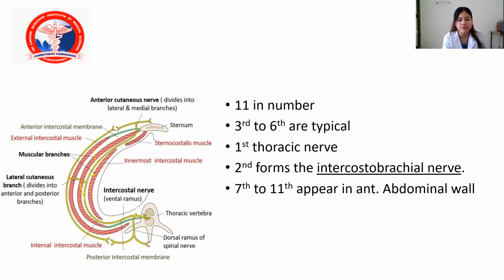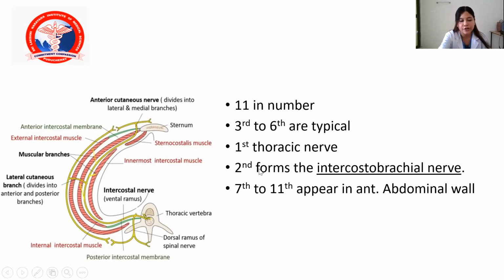Because of that, the 3rd to 6th intercostal spaces are called typical intercostal spaces, as they are supplied by the confined intercostal nerves. The first one is the thoracic nerve, because the first one joins with the lower trunk of the brachial plexus.